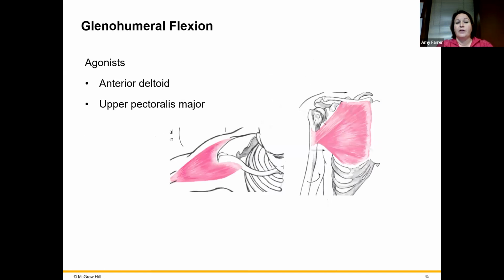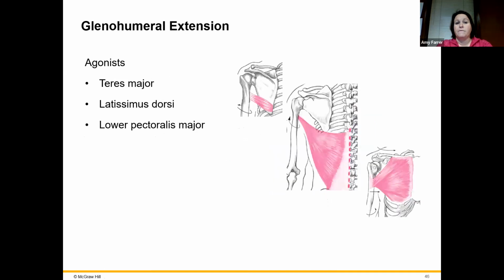What works together? Our anterior delt and our upper pec are going to work together to flex your arm. If we're looking at extension, we have to have things that come off the back: our teres major, our lats, and our lower pec major. Remember, fiber alignment is going to be what does that. Those are going to be what works together for shoulder extension.